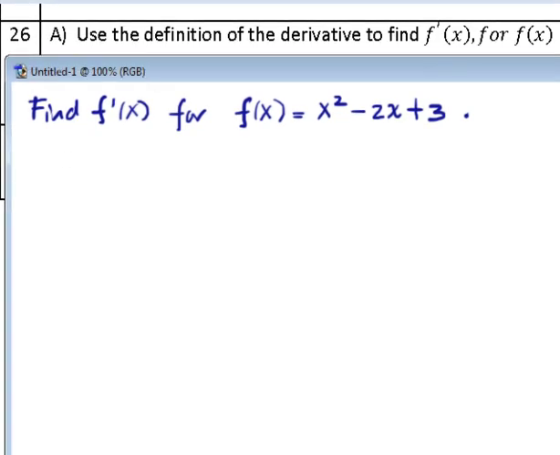In number 26, we want to use the definition of the derivative to find the derivative f prime of x for this function, f of x equal x squared minus 2x plus 3. We'll start by writing down the definition.